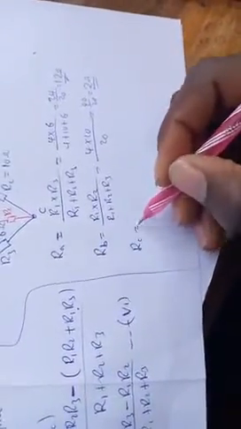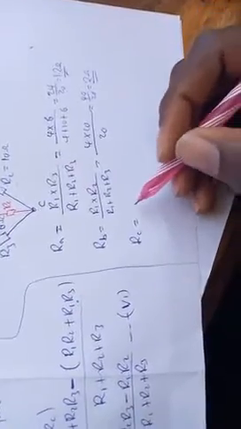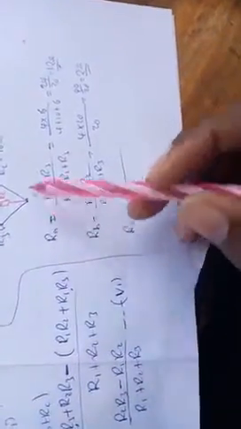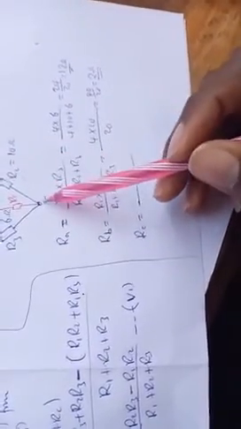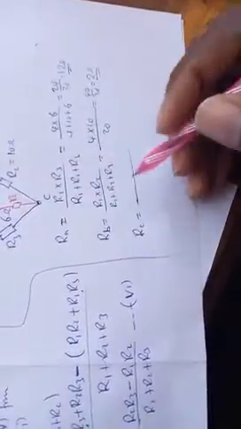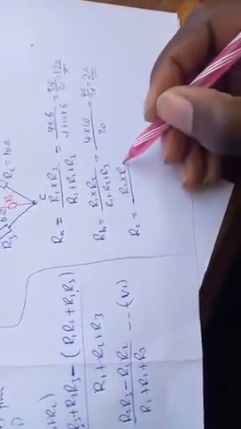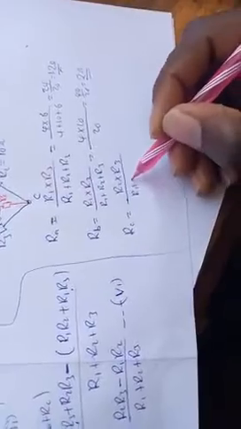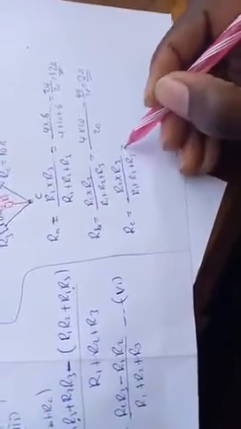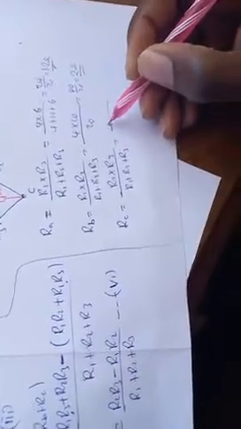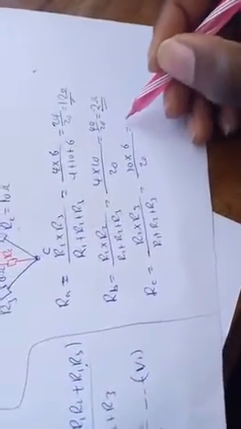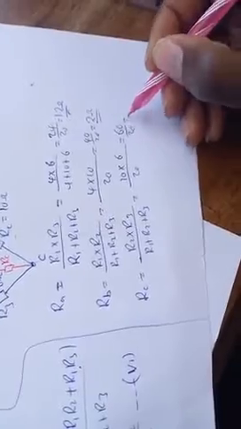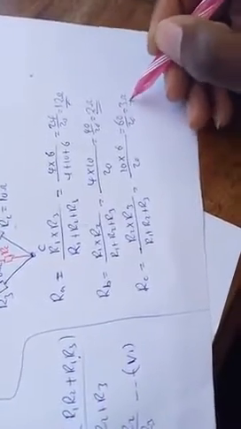We go to RC, the last resistor of the star. RC, where is it? This one. Which two resistors of the delta are connected to terminal C? These two, which are R2 and R3, over the sum of the resistors of the delta. So R2 is 10 multiplied by 6, over 20. So we have 60 over 20, which gives us 3.